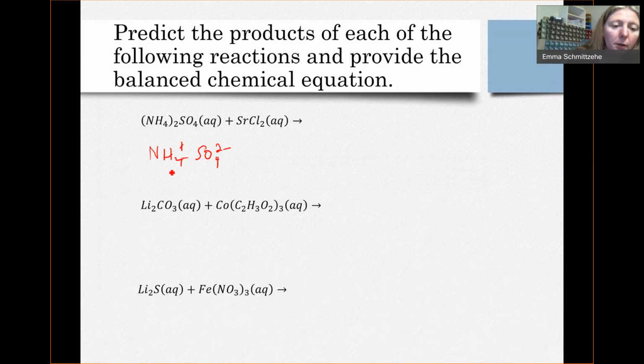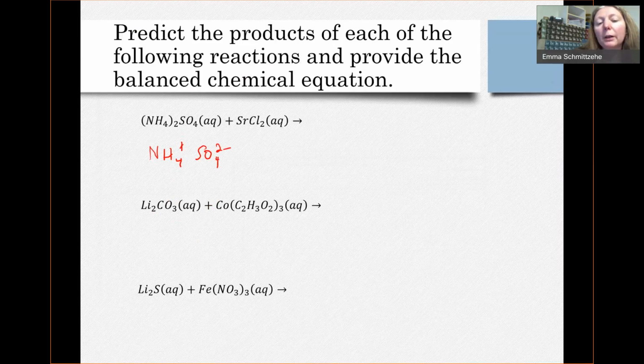So that's my cation and anion. Now notice I dropped that 2 subscript. The only reason that 2 is there is just because you need 2 of the ammonium ions for 1 sulfate. But that's not part of the ion. So that part gets dropped.